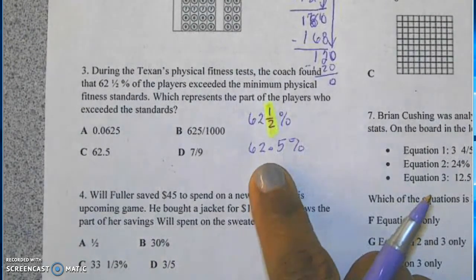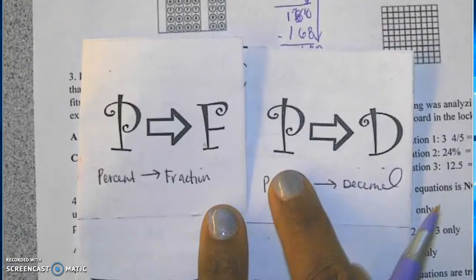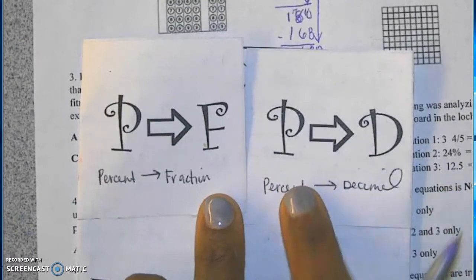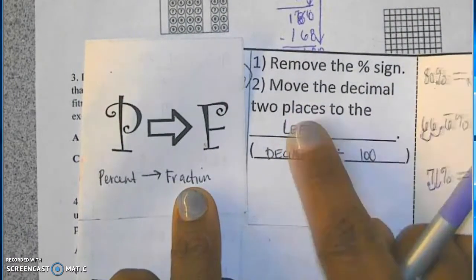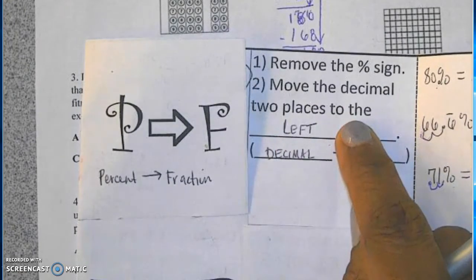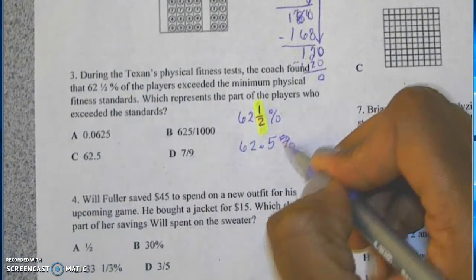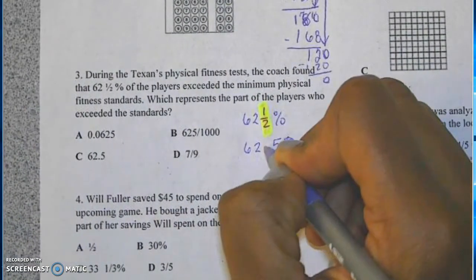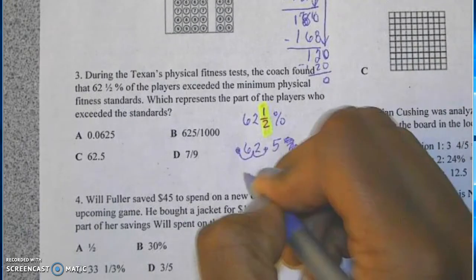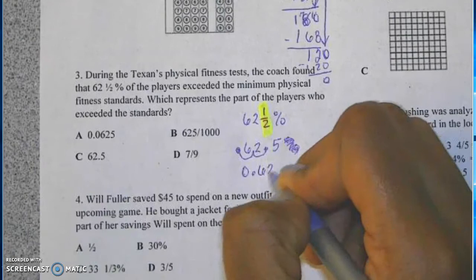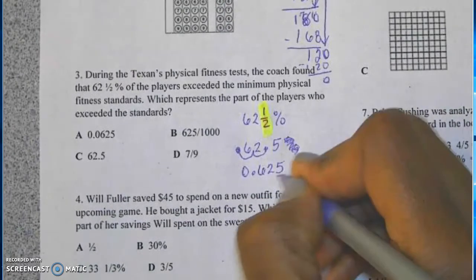Then I need to figure out, how do I go from a percent to a decimal? From a percent to a decimal, on my foldable, it says that I will remove the percent sign and move the decimal 2 places to the left. So I'm going to remove my percent sign and move my decimal 1 place, 2 places to the left. So as a decimal, this would be 625 thousandths. This 5 is in the thousandths place.